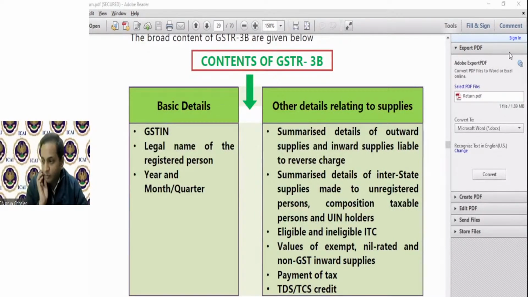IFF in each quarter for month 1 and month 2. Is there a choice to file the GSTR in each month or each quarter? The choice is QRMP. If your aggregate turnover is up to 5 crore, you have the choice to go for QRMP or go for monthly.